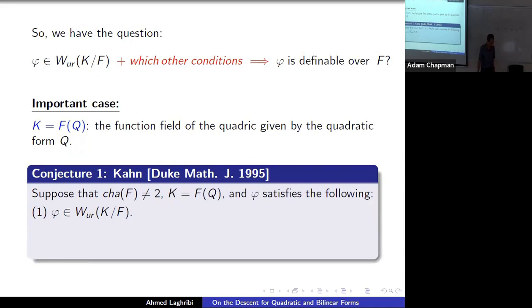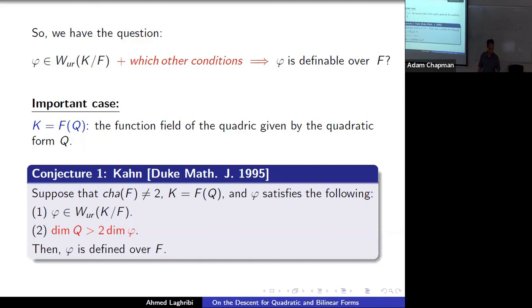It is in his paper in Duke Mathematical Journal, 1995. Of course, we suppose for the moment K of characteristic not 2. K is the function field of the quadratic form Q, and phi satisfies the following. Of course, we have the unramified condition, and Bruno Kahn suggests a second condition: the dimension of Q, which gives you K, is bigger than double the dimension of phi. And in this case, the conjecture predicts that phi is defined over F. Okay, what is the philosophy of this conjecture? It means that if phi is unramified, and Q has dimension big enough, then phi comes from the base field.